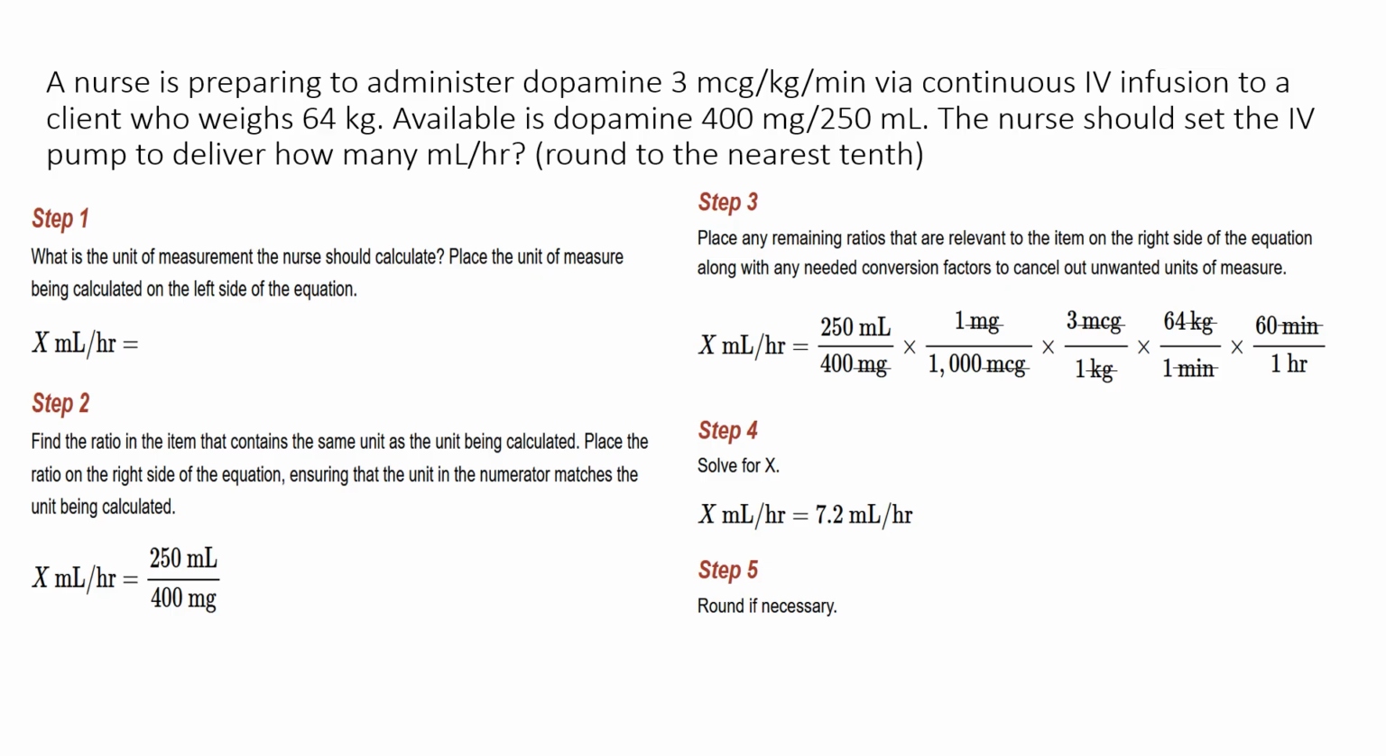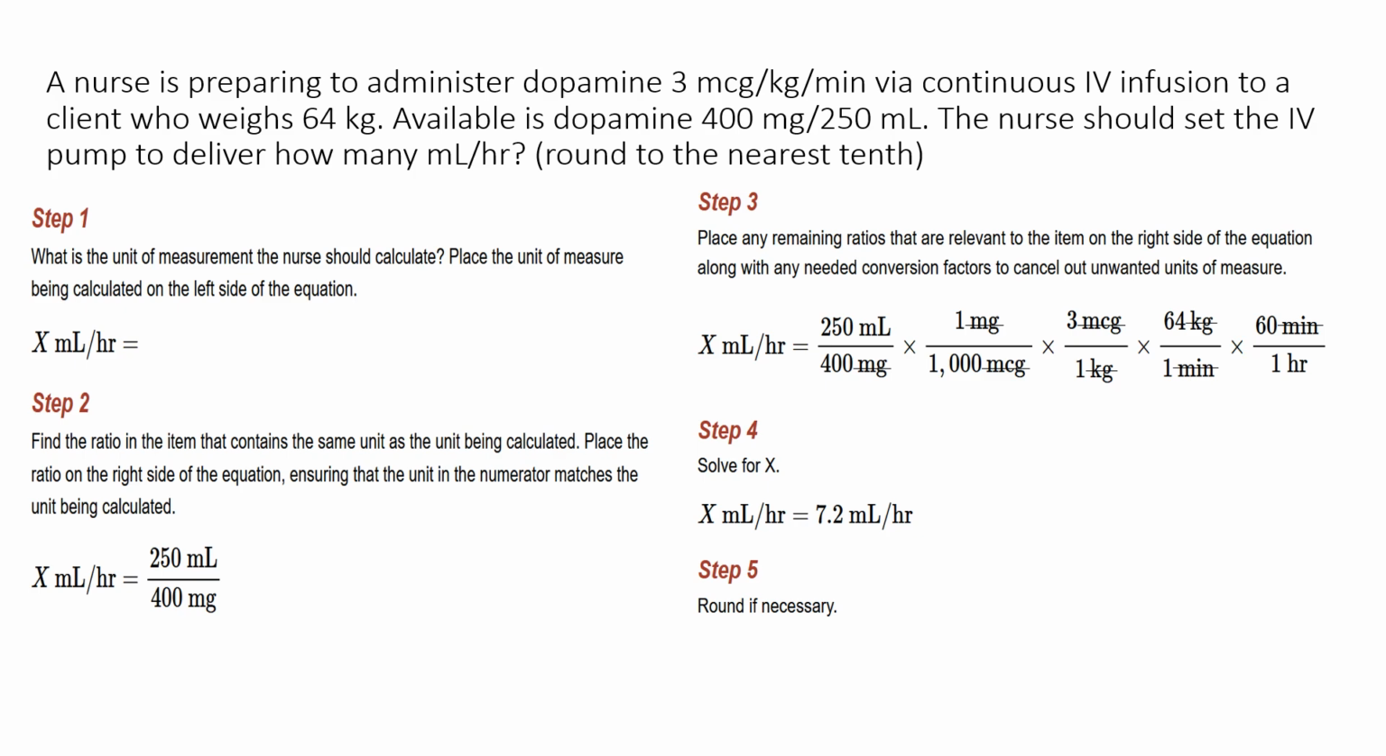Anyways, we're setting up our equation. We are looking for the ml per hour. We want to solve for x, right? So we're going to take what we have available and align it with the ml. That's why we have the 250 ml on top as the numerator, and the 400 milligrams as the denominator, because ultimately we want to end up with ml per hour, right?